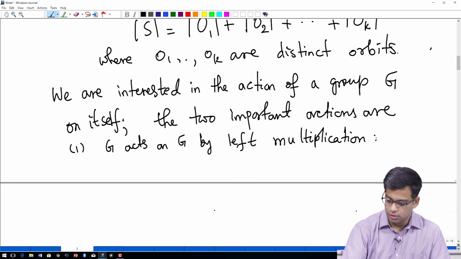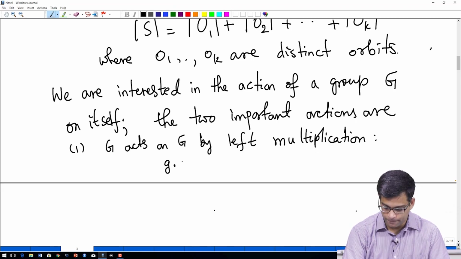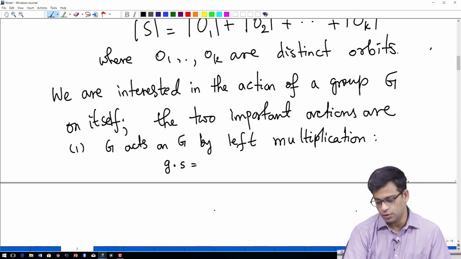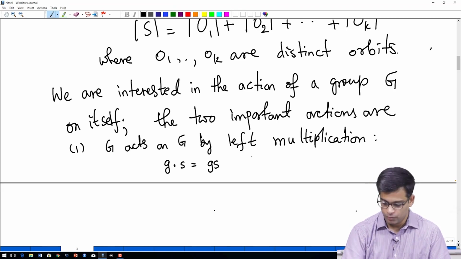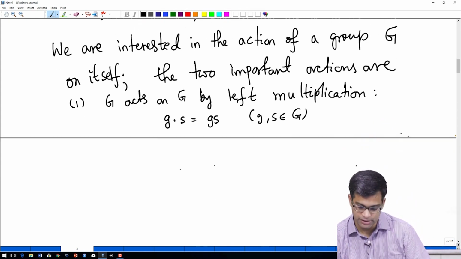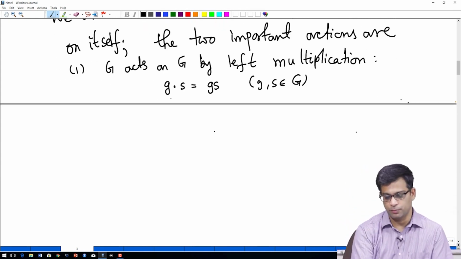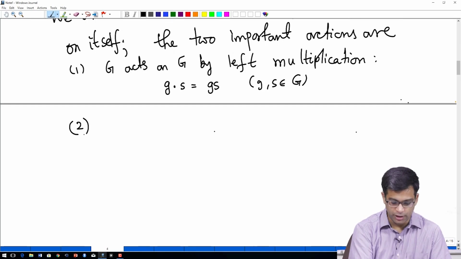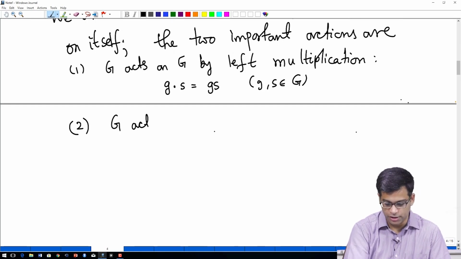Remember, this means the action is given by g dot s, let me use the letter s. So, g and s are of course in G, but I want to distinguish between the group element and the element when thought of as a set. So, this is just the action, multiplication on the left. The other important action of G on itself is by conjugation.